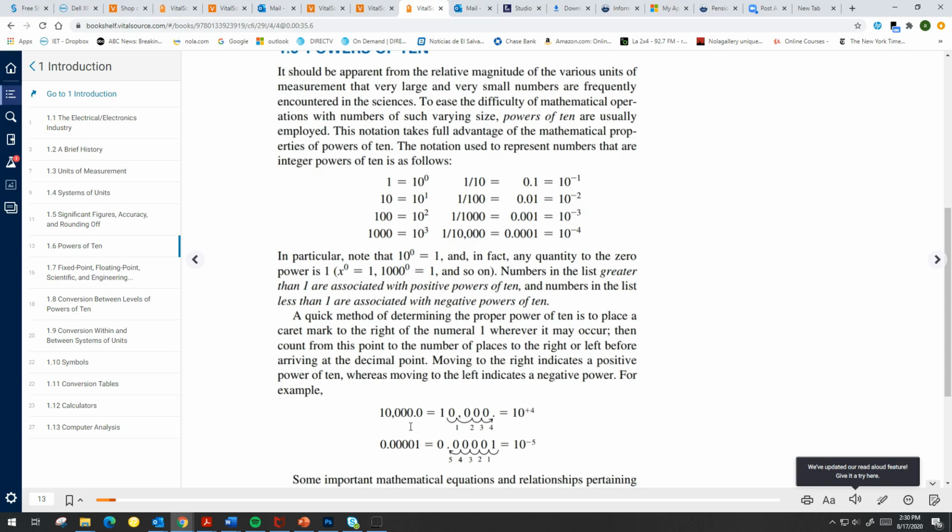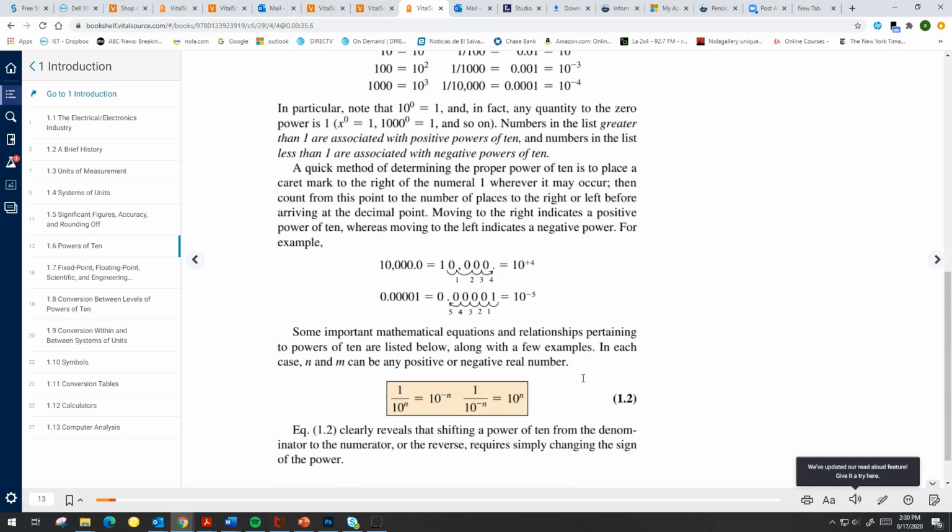So moving to the right indicates a positive power of 10. Moving the decimal point to the right means having a positive power of 10. And moving the decimal point to the left means having, or implicitly having, a negative power of 10.